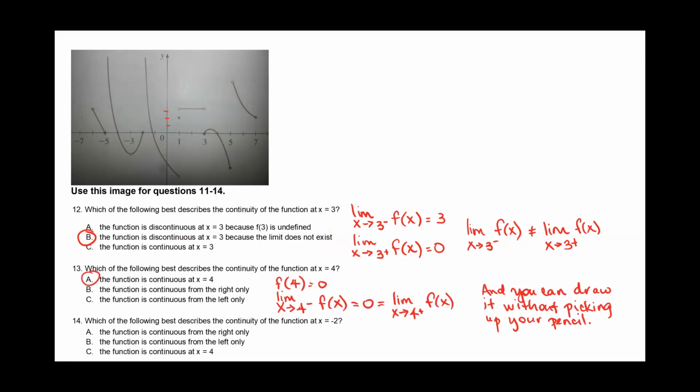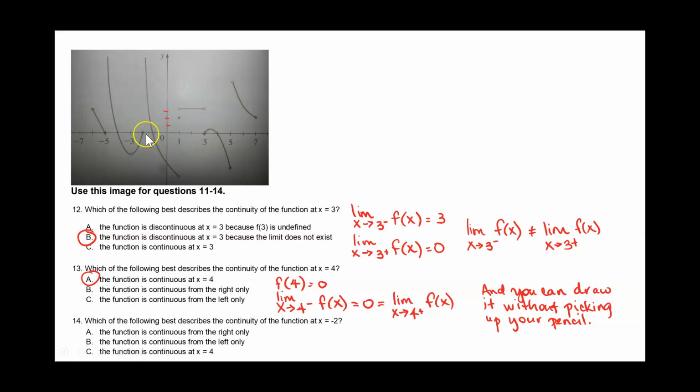All right, then for 13, we want to know what's going on at 4. So over here at 4, is it defined? Yes, when you put 4 in for x, you get 0 for y. Does the limit exist? Yes, from the left it's 0 and from the right it's 0. And does what we got for f of a equal what we got for the limit? Yes. So what we got for f of a was 0 and what we got for the limit was 0. Additionally, you can draw this right here without picking up your pencil. So I can draw it at 4 without picking up a pencil. There's not a discontinuity there. So it is continuous at 4.